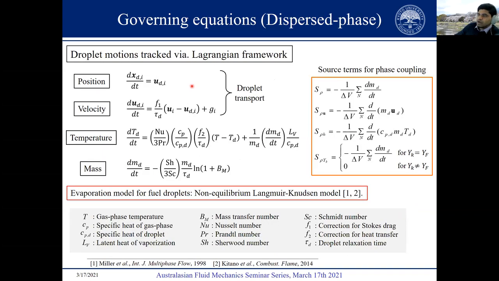And then for the dispersed phase, that is the fuel droplets, we track them individually in a Lagrangian framework as point masses by solving the governing equations for the droplet's position, velocity, temperature, and mass. And for the evaporation of the fuel droplets, we are using a non-equilibrium Langmuir-Knudsen model.